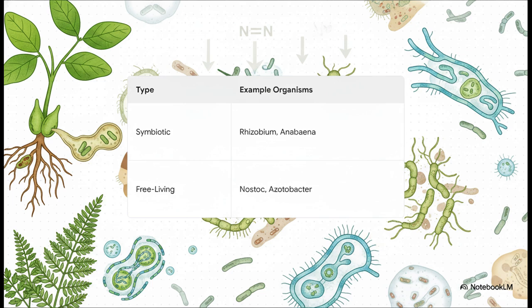On the other hand, we have symbiotic relationships. Now, these operate a bit more like exclusive corporate partnerships, where the bacteria team up with a very specific host. We see this in the classic pairing of legumes with Rhizobium bacteria, or even the tiny aquatic fern Azolla partnering with Anabaena. It just goes to show that whether they're operating totally solo or locking into intimate partnerships, biology always finds a way to tap into that atmospheric nitrogen.